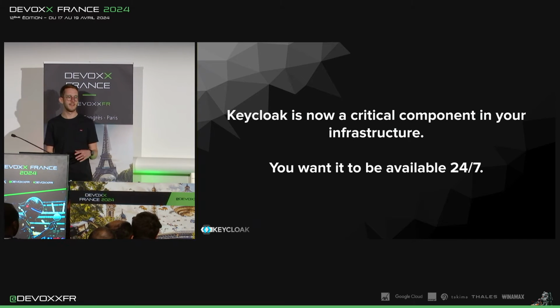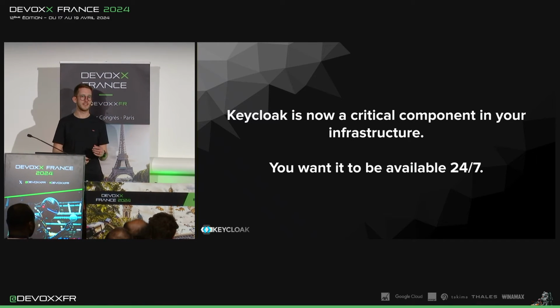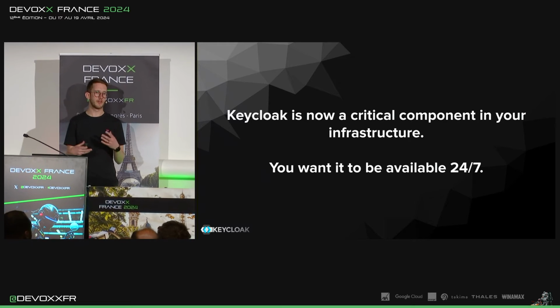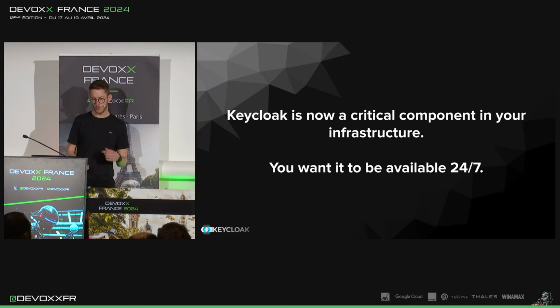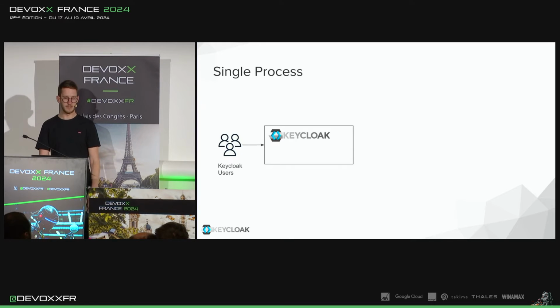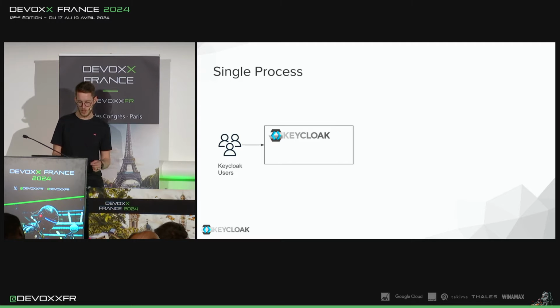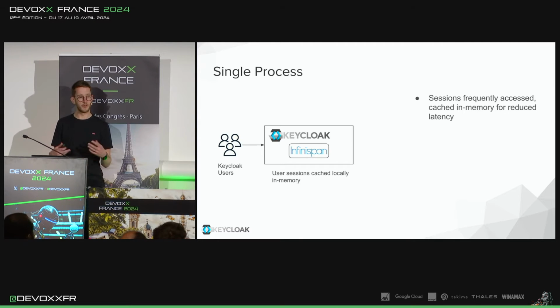So in order to understand how we get to highly available Keycloak architectures, we first need to understand some of the concerns Keycloak has around managing data in the more basic architectures. So I'll just start by explaining a very simple Keycloak setup. So here we have a single process. This single process is responsible for handling all user requests. And we want session data to do with the login to be as performant as possible. So what we do is we actually store the data in memory using an Infinispan embedded cache.